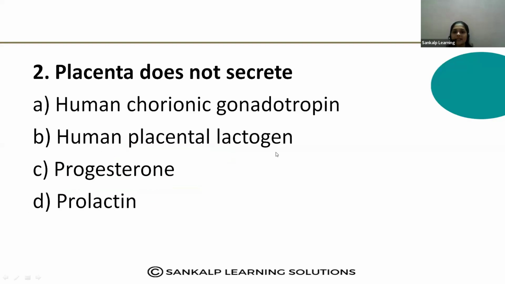Second question is, placenta does not secrete which of the following? Human chorionic gonadotropin, human placental lactogen, progesterone, prolactin. Yes, which is the correct answer? Write down the answer. Write down the correct answer.